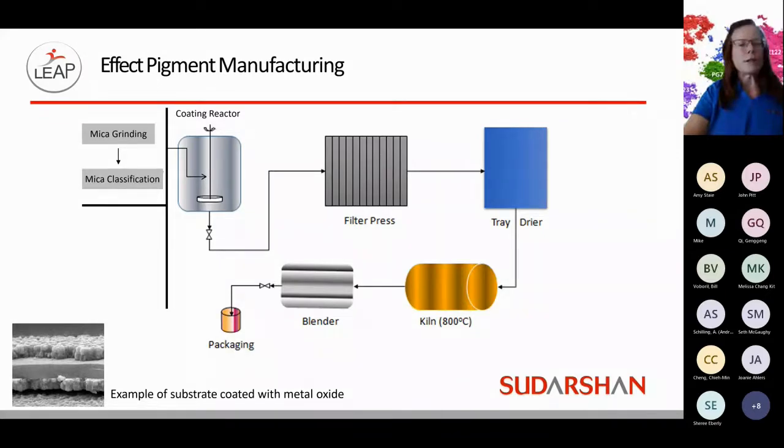And to the left of your screen, you can see a TEM of a coated mica, so that you can see the layering of the individual metal oxides onto the substrate surface.